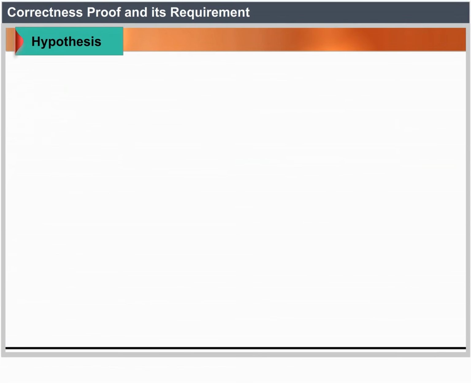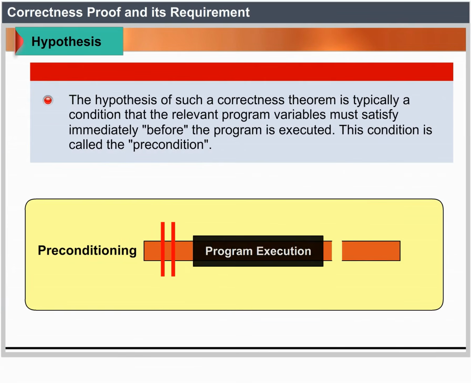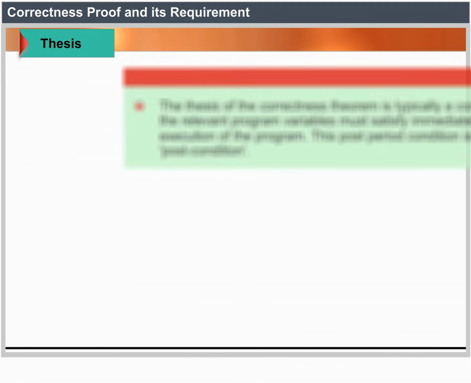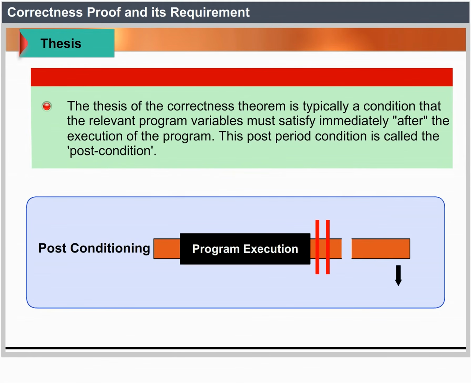Hypothesis. The hypothesis of such a correctness theorem is typically a condition that the relevant program variables must satisfy immediately before the program is executed. This condition is called the precondition. Thesis. The thesis of the correctness theorem is typically a condition that the relevant program variables must satisfy immediately after execution of the program. This latter condition is called the postcondition.